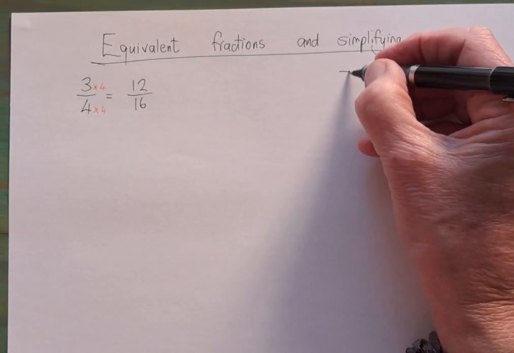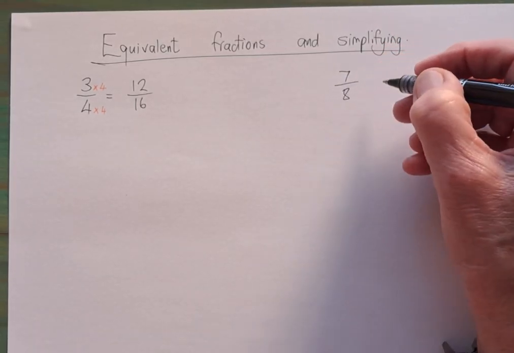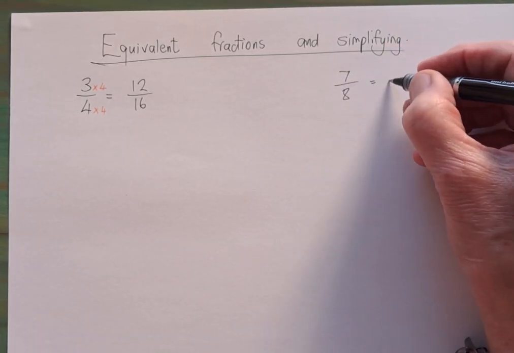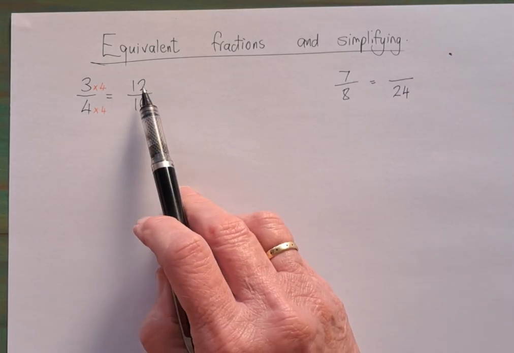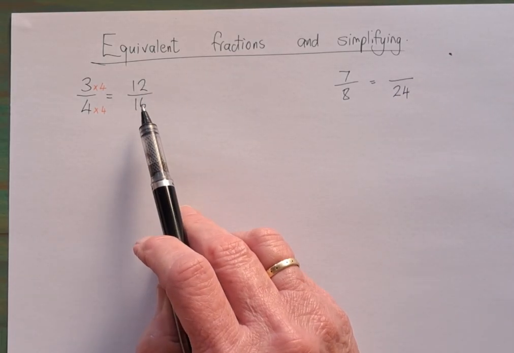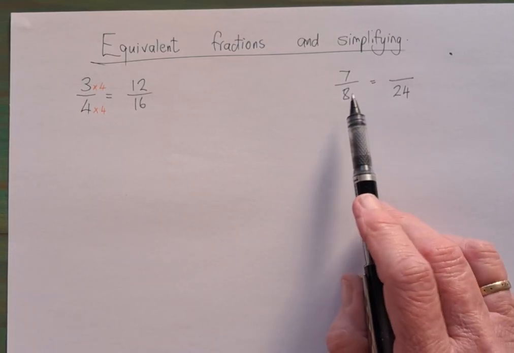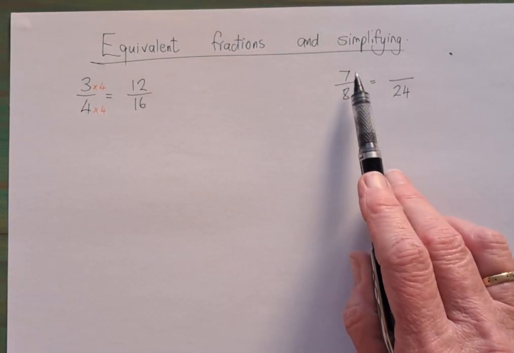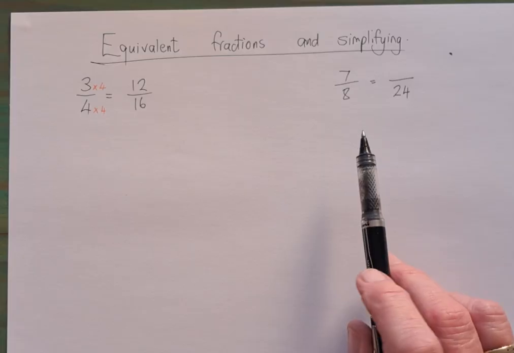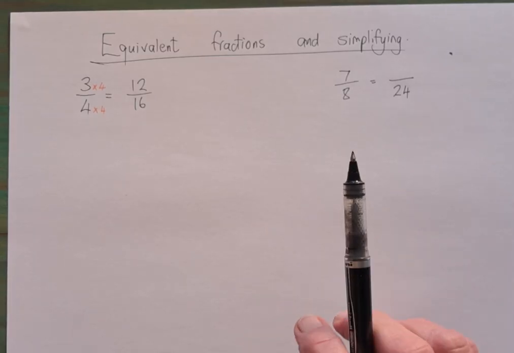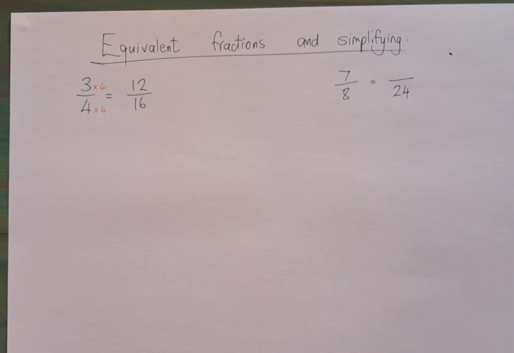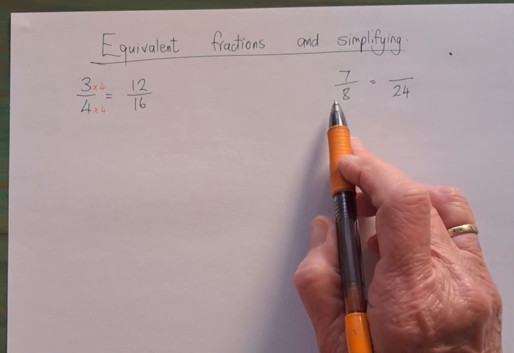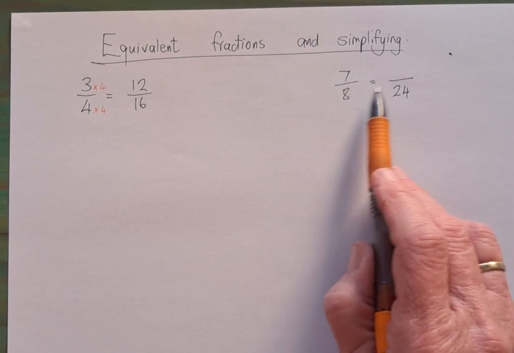So I could also get something like this. I could be given 7/8 is equal to something over 24. So here my numerator I was given and my denominator was missing. Now I've been given my denominator, but my numerator is missing. So you always start where you've got the most information. Here you had the numerators, that's where you had your information. Here you've got your denominators, so you can compare them.